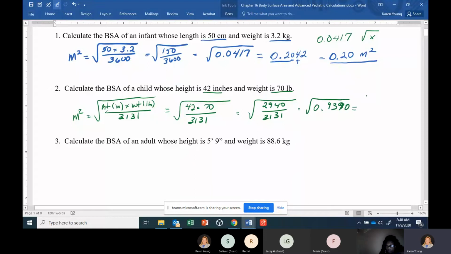So take the square root of that, 0.9390, and I'm going to get 0.9690. Round it to 2 decimal places, so 0.97 meters squared. And that's my body surface area.